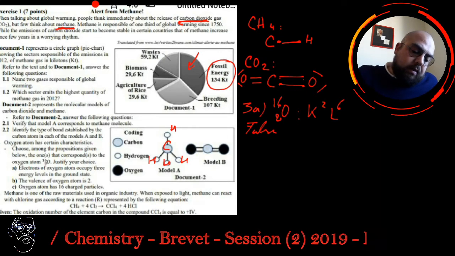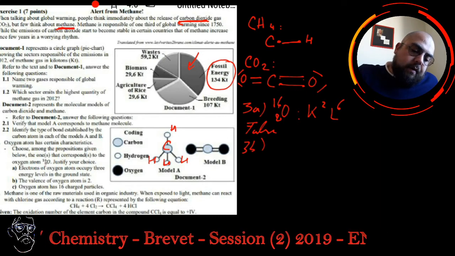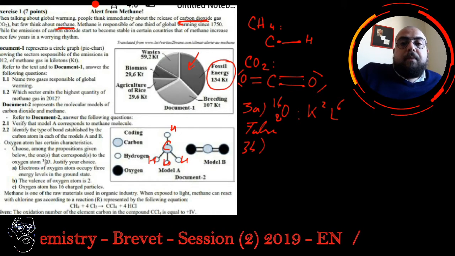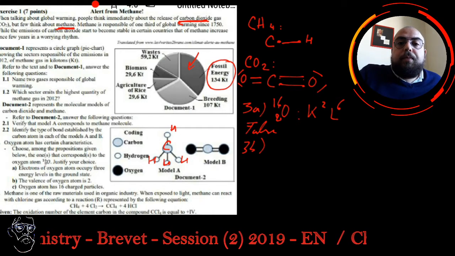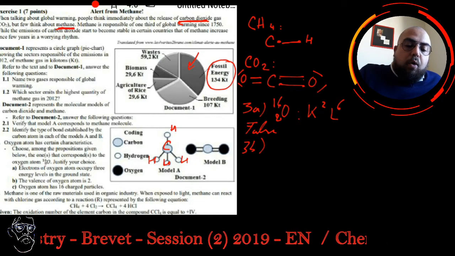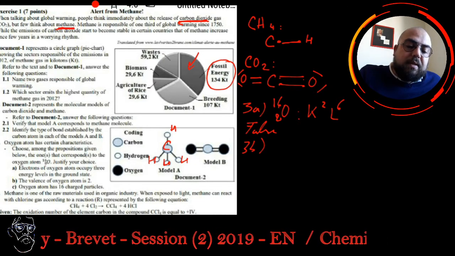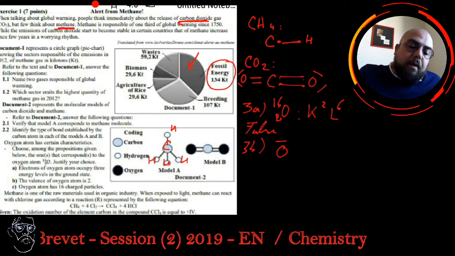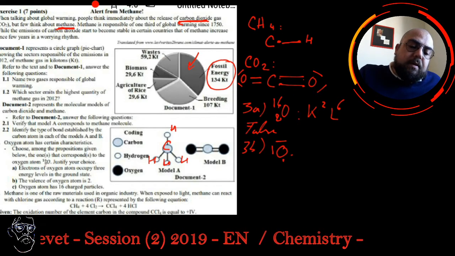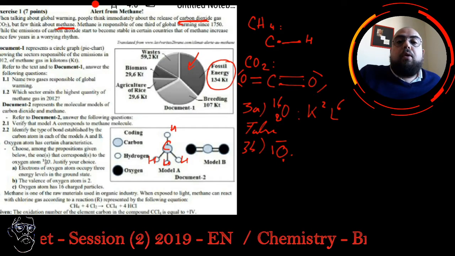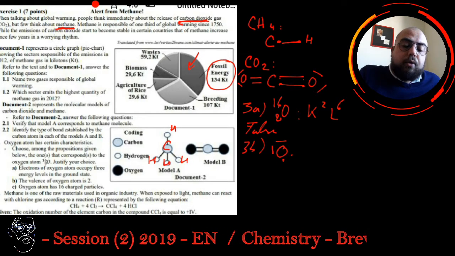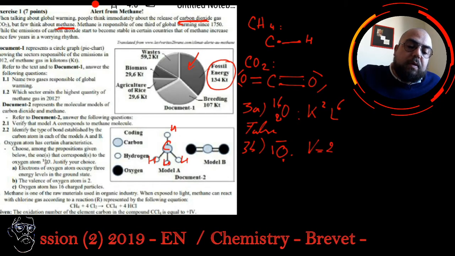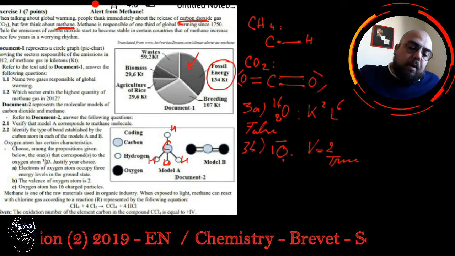What about the second one, 3b? The valence of the oxygen atom is 2. After establishing the electronic configuration of 8 O 16, which is K2 L6, I can do the Lewis representation of oxygen, like this, and then you will have 6 valence electrons, and from that point of view you can say that the valence is 2, so this is a true statement.